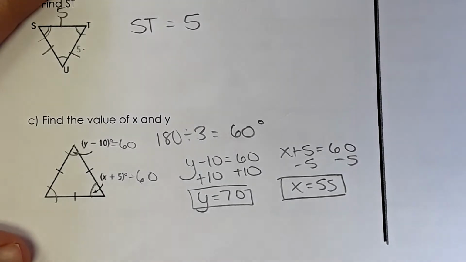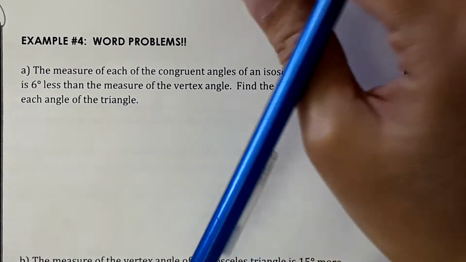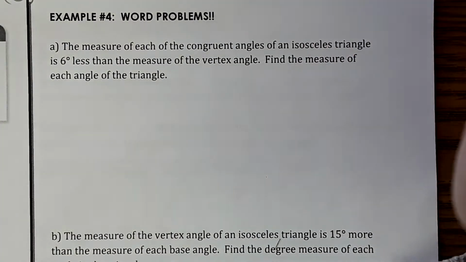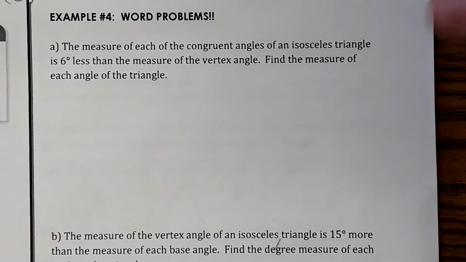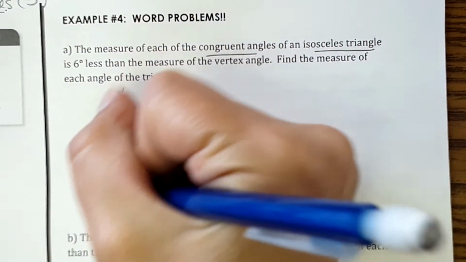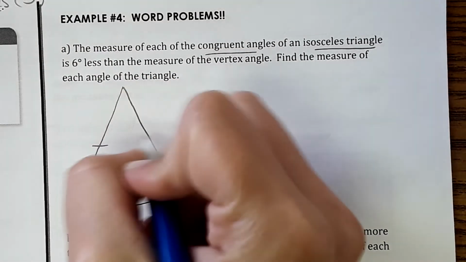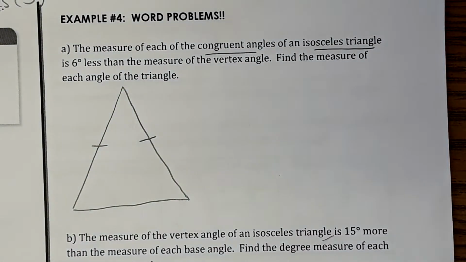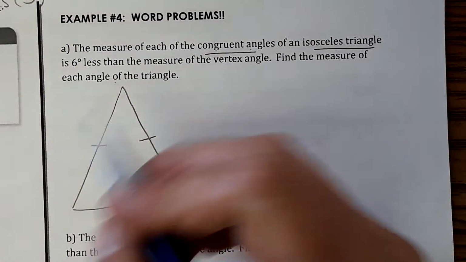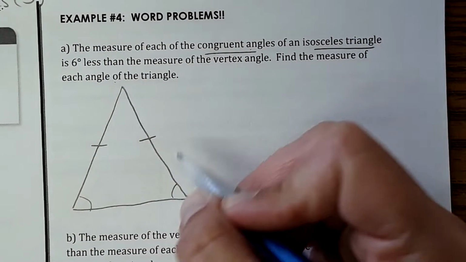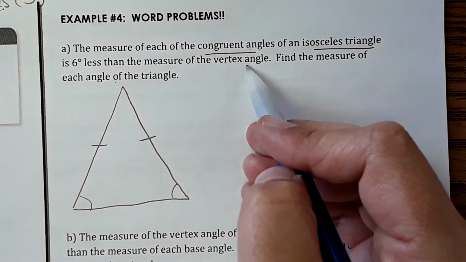Okay, now moving over here to the word problems. As you can see, there's no picture here, so this is where the vocabulary is super important. It says the measure of each of the congruent angles of an isosceles triangle. So what I'm going to do is actually just draw that isosceles triangle. It says the measure of each of the congruent angles, so that would be these guys down here, is 6 less than the measure of the vertex angle.